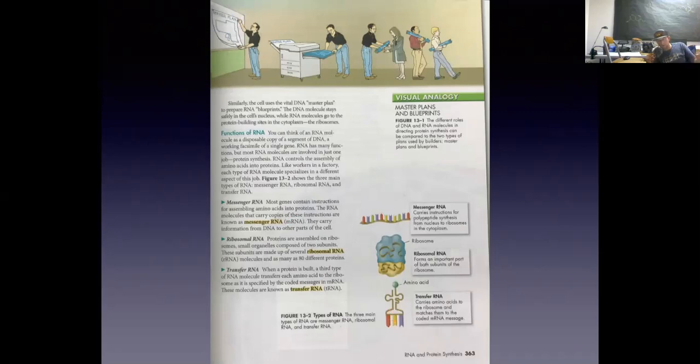Like, they're the ones that do, to me, a lot of the work. I love transfer RNA, and it has a really cool look to it. We're going to look at better images of transfer RNA in just a second. But be familiar with these three roles: messenger RNA, which is sometimes called mRNA, ribosomal RNA, which is sometimes called rRNA, and transfer RNA, which is sometimes called tRNA.